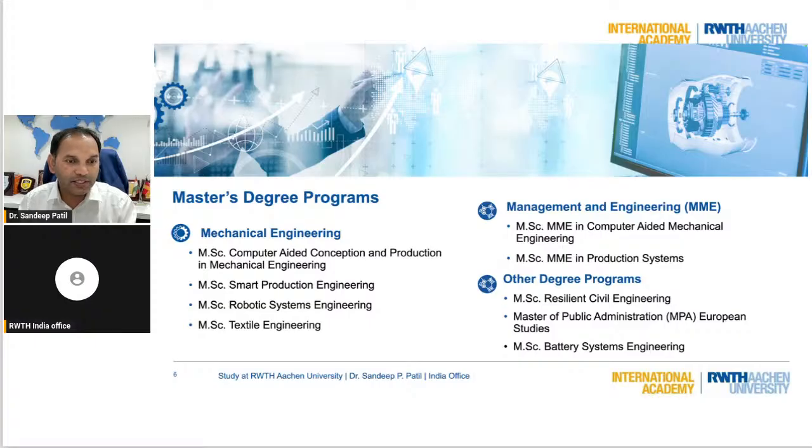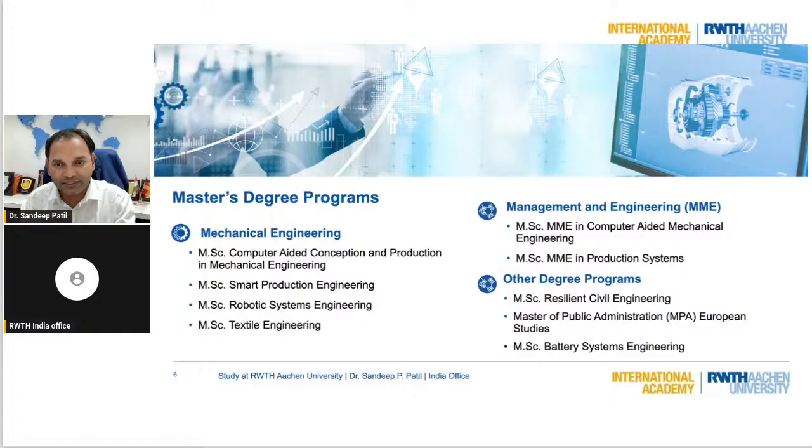The fourth one is textile engineering. Textile engineering is mainly from the material science direction, not from the fashion side. The machinery or the materials required for textiles are the focus of this master's degree program. There are some other master's degree programs going in the techno-management direction, which is management and engineering, in CAME or computer-aided mechanical engineering, and MME in production systems. So these are the two master's degree programs available in the techno-management direction.